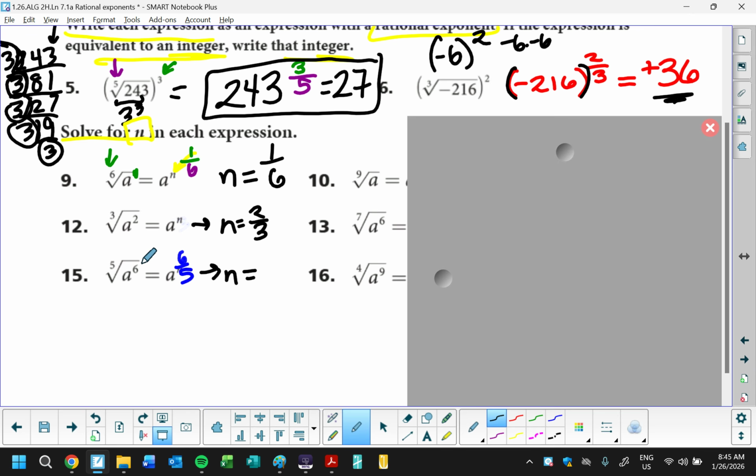Again, we see the exponent is the 6, that'll be the numerator. Index is a 5. So the 5th root of a to the 6th is the same as a to the 6/5. All right, pause your video. I want you to do 10 through 17 and come on back when you're ready.